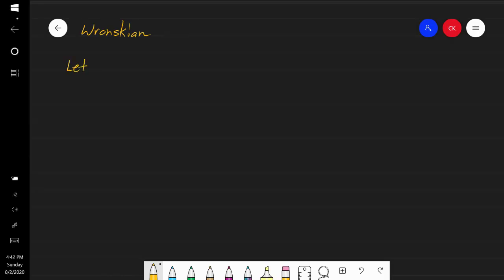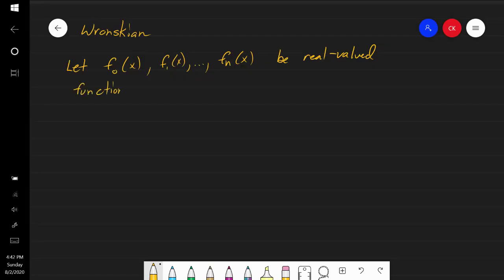So let's start with a list of functions, f0 of x, f1 of x, up to some n. And these are going to be real valued functions. And we'll do this on some interval AB. And what we want is a similar understanding for what linear independence meant for us before. We just have some functions in the place of what we would typically have as vectors.